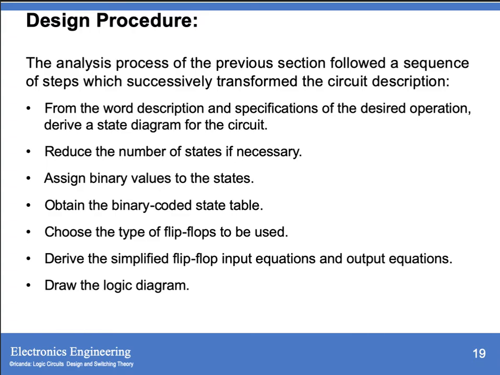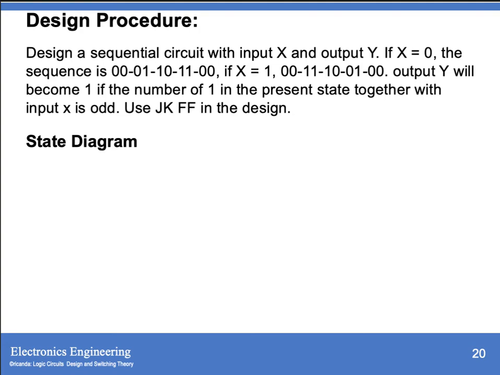So we have this example. We have to design a sequential circuit with input X and output Y. If your input X equals 0, the sequence of your sequential circuit goes from 00 to 01, to 10, then 11, then back to 00. And if your X equals 1, your sequential circuit goes from 00 to 11, then 10, then 01, then 00.